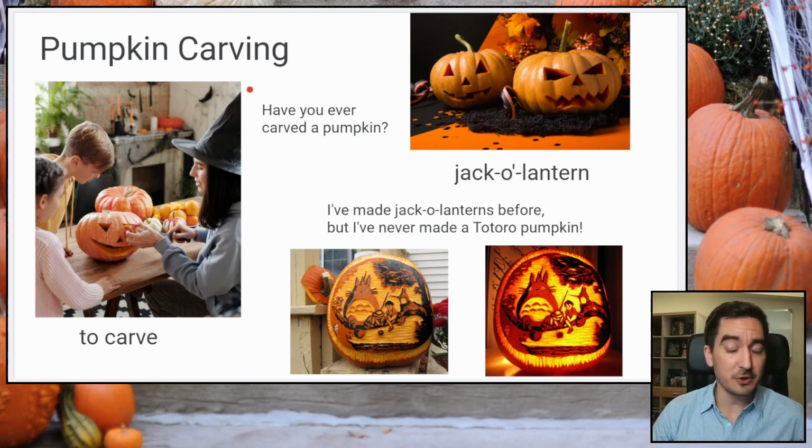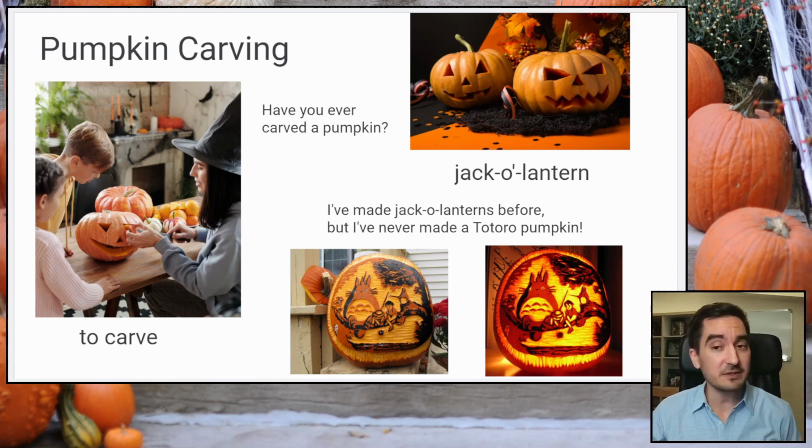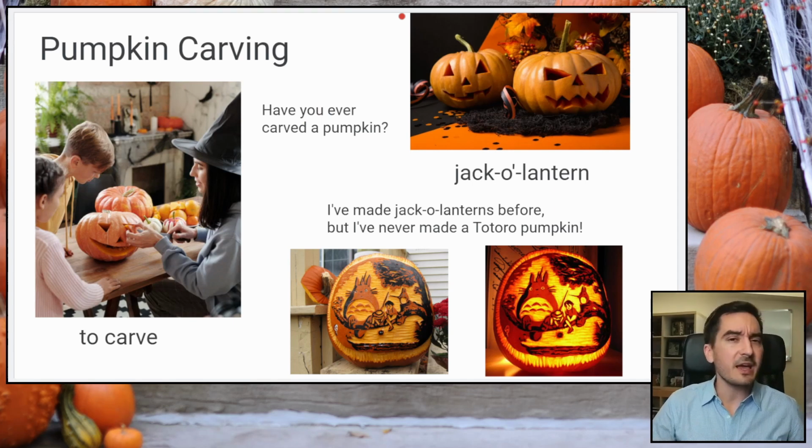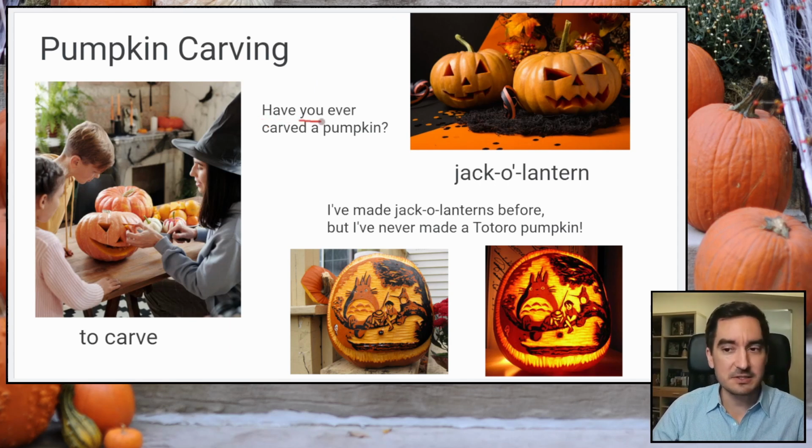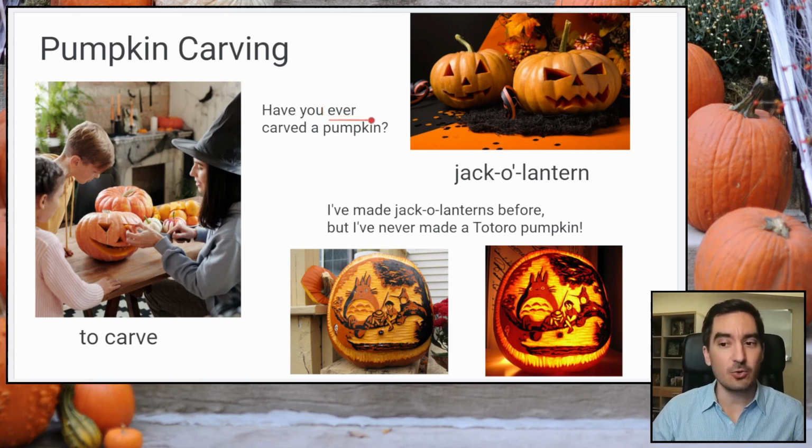And so my question for you is, have you ever carved a pumpkin? So this is a way you can use present perfect to ask a question about that. So asking about an experience. Have you ever blah, blah, blah? Like in your life. So we have have, and then our subject is you, and then ever means like in your whole life. It emphasizes that it's in your whole life. And then our past participle is carved. So have you ever carved a pumpkin?